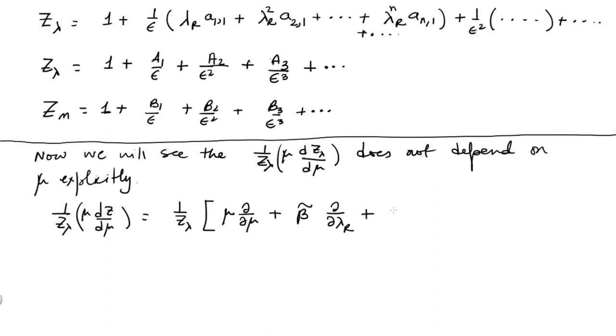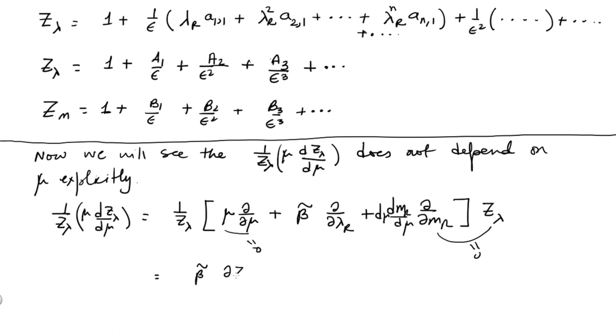Okay, plus del over del mr d mr over d mu acting on z of lambda. Okay, and as I have said already that z lambda is independent of mr, so this derivative acting on this gives you zero. Similarly, this derivative acting on z lambda gives you zero because there is no explicit dependence on mu, so that also gives you zero. Okay, so what we are left with is only this term. So you get beta tilde del z lambda over del lambda r times 1 over z lambda. Okay, so that's what you get.